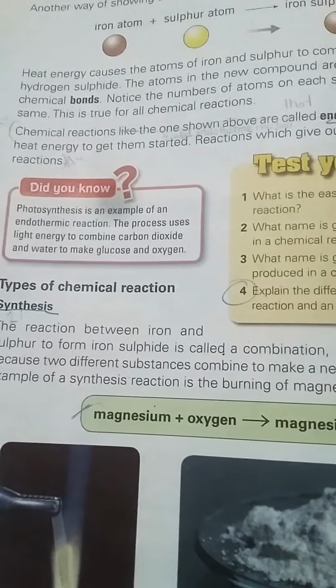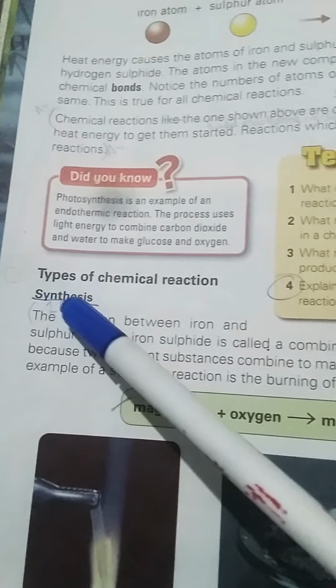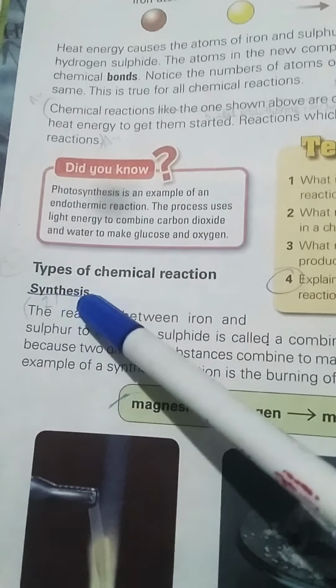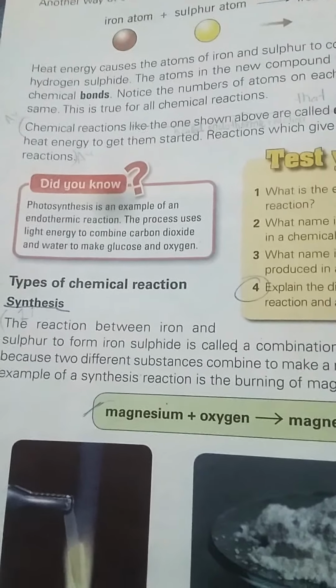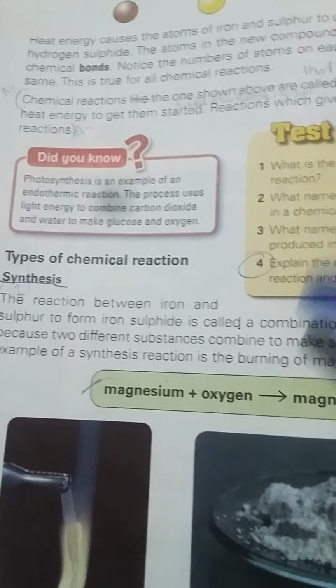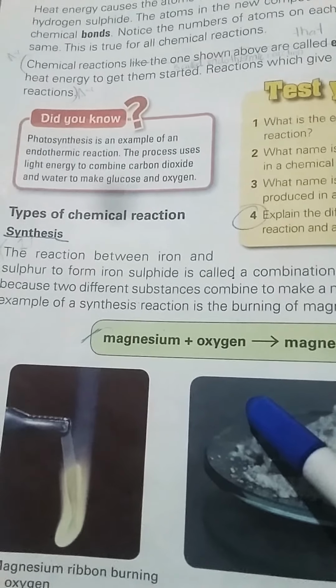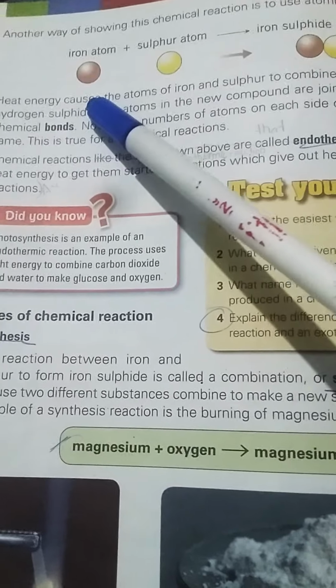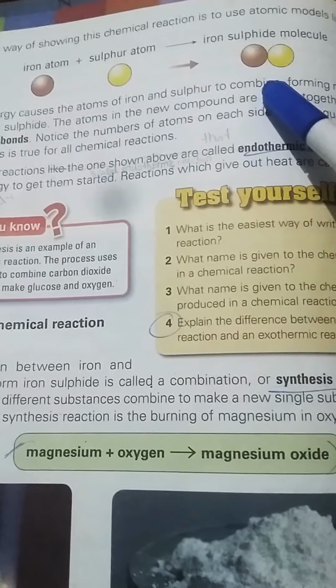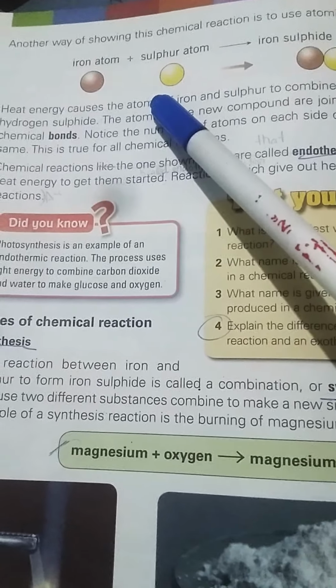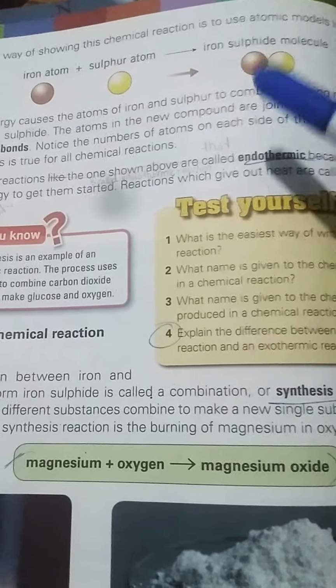And next we have the types of chemical reaction. The first one of them is the synthesis reaction. In the synthesis reaction, as the name shows, synthesis means formation, it means two or more substances will combine and they will form a new thing. For example, we discussed iron and sulfur. You can see that in this reaction, iron is combined with the sulfur atom and it will form iron sulfide. It means that two or more substances combine and form a totally new compound. That is the synthesis reaction.